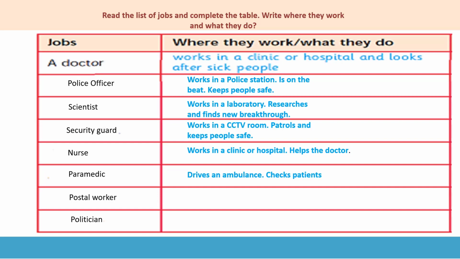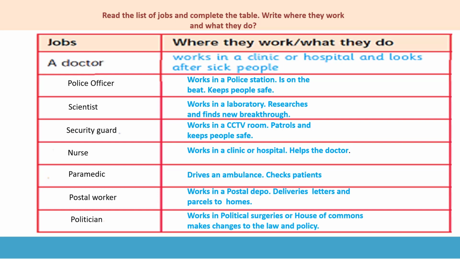Postal worker, where do they work? What do they do? Okay, so a postal worker works in a postal depot, delivers letters and parcels to homes. Okay, politician works in political surgeries or the House of Commons, makes changes to the law and policy. Okay, so just have a look at the different sentences. Have a look at your sentences. Are they similar? Are they different? Let me know. Okay.